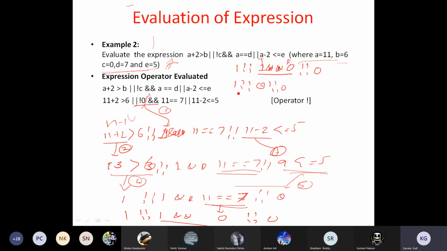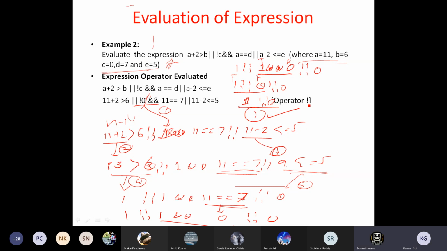Or 0. So 1 ORed with 0. True ORed with false. True. 1. Or 0. Again 1 ORed with 0. 1. This is the result. Is it okay? If you get this result and write these steps, you'll get 4 marks for this.